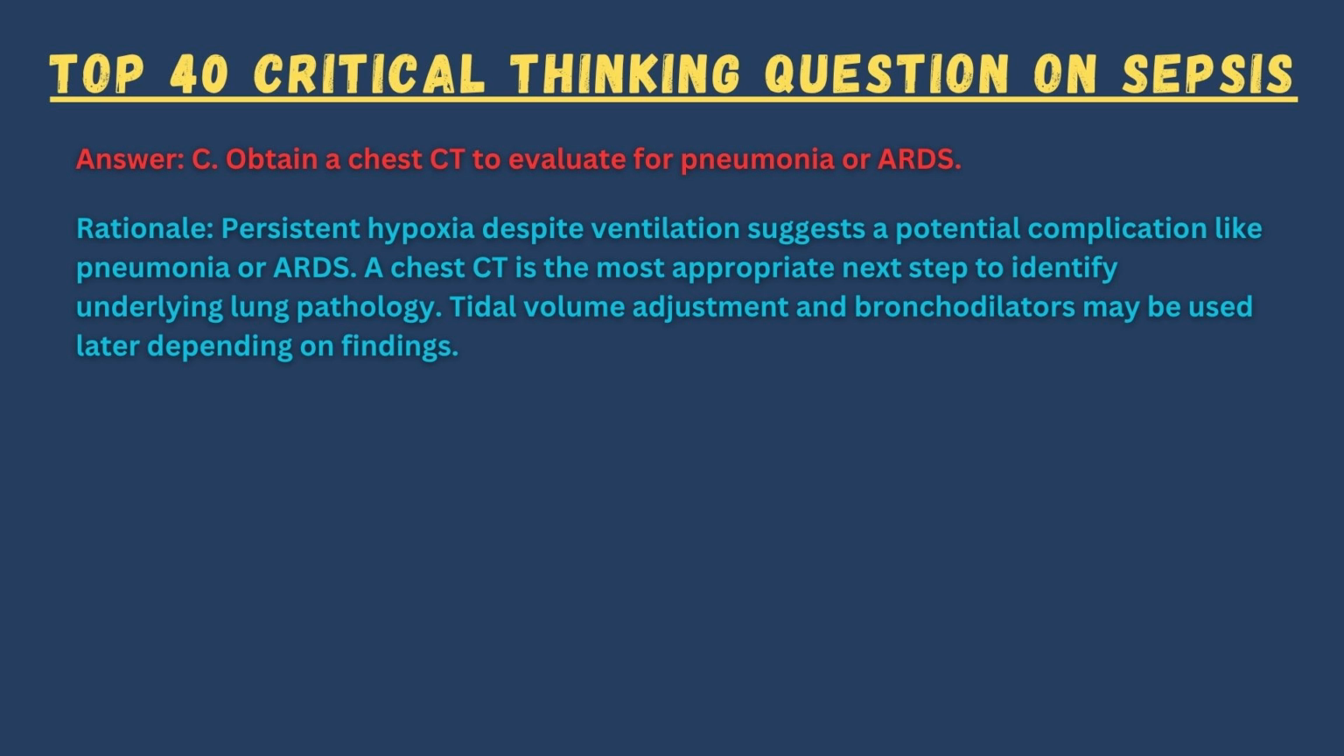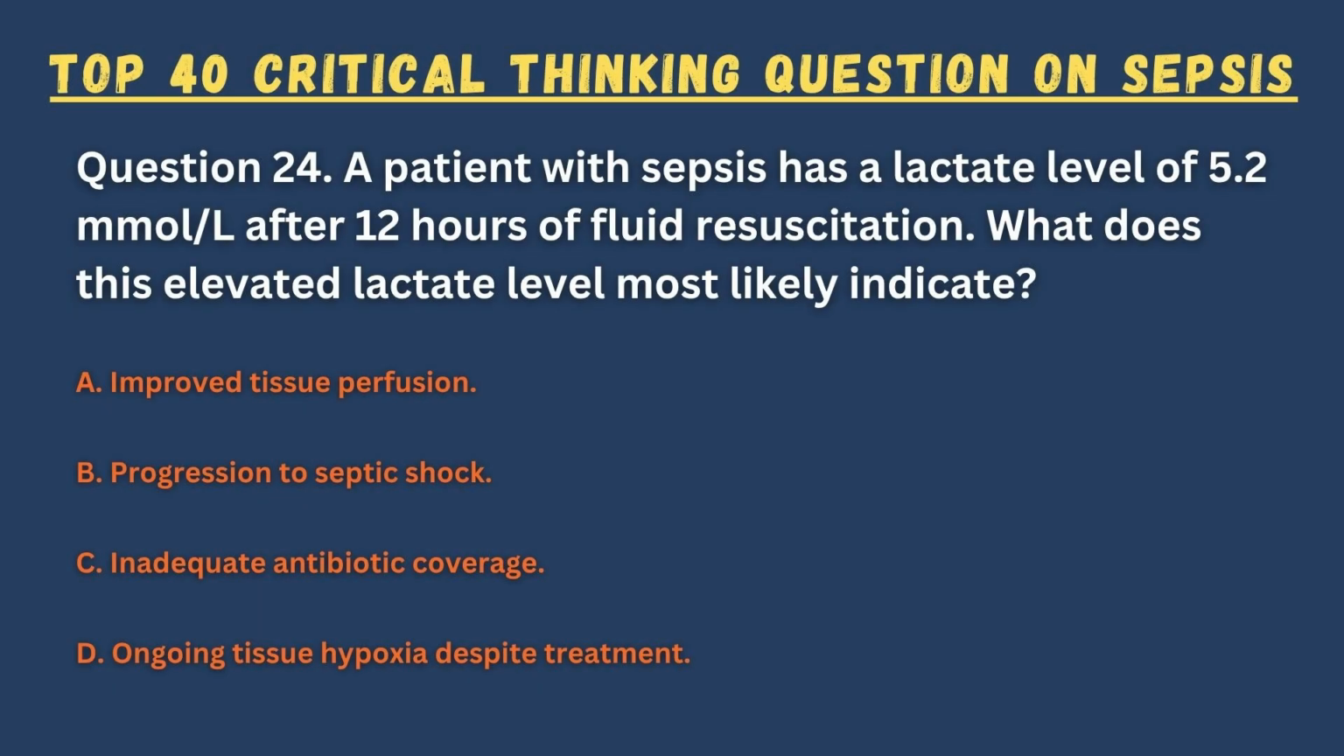Rationale: Persistent hypoxia despite ventilation suggests a potential complication like pneumonia or ARDS. A chest CT is the most appropriate next step to identify underlying lung pathology. Tidal volume adjustment and bronchodilators may be used later depending on findings. Question 24. A patient with sepsis has a lactate level of 5.2 mmol per liter after 12 hours of fluid resuscitation.